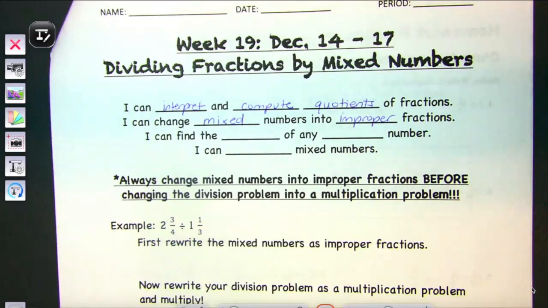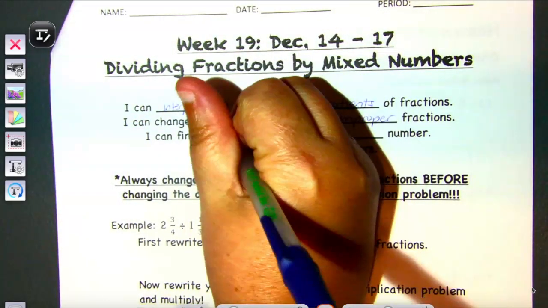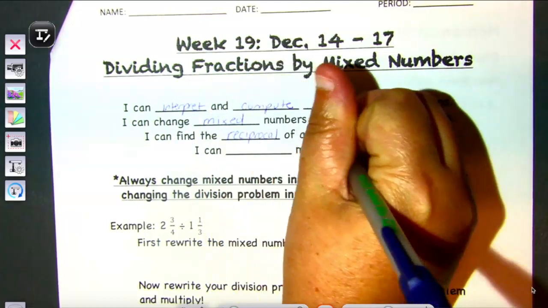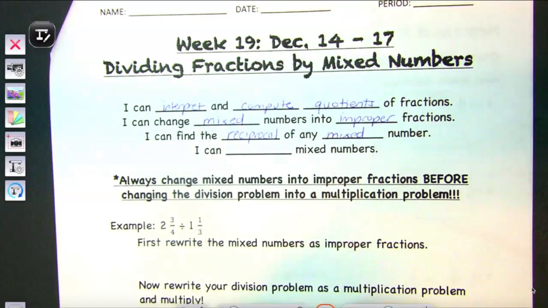I can find the reciprocal of any mixed number. So if you remember last week, the reciprocal of any number is when you multiply them together and you get 1. So the reciprocal of a fraction is just flipping it. So we'll see what to do to find the reciprocal of a mixed number.